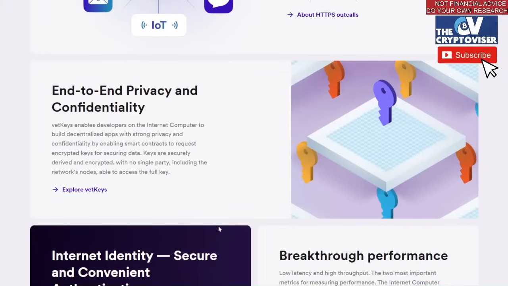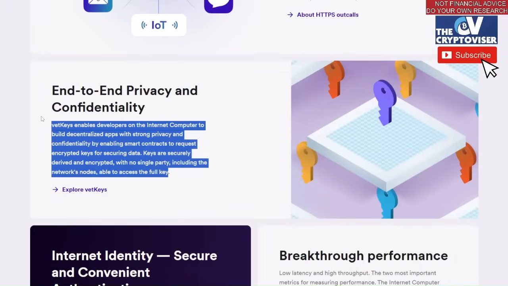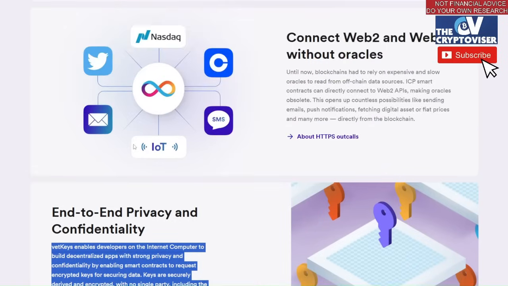You also have end-to-end privacy and confidentiality. We've been talking about what they call vetKeys, which is a different form of cryptography that enables privacy and confidentiality of the information within these smart contracts. And why is that important? Well, if you're a large company or even a small company and you don't want your competitors to have all your data, but you want the AI to be able to process all of your business metrics, to help build better plans and account for all the money being taken in or put out, and all of that kind of stuff.